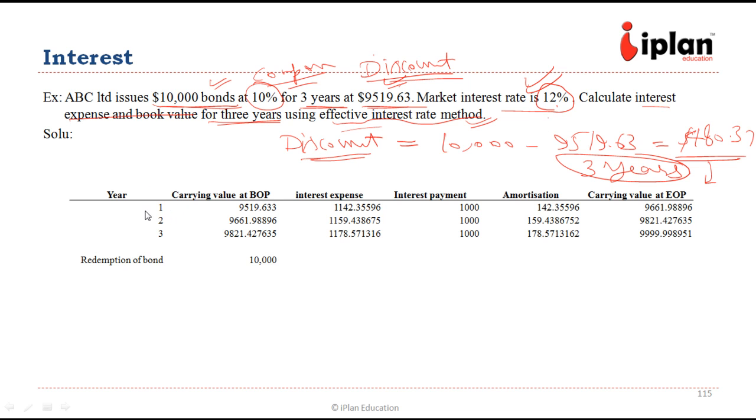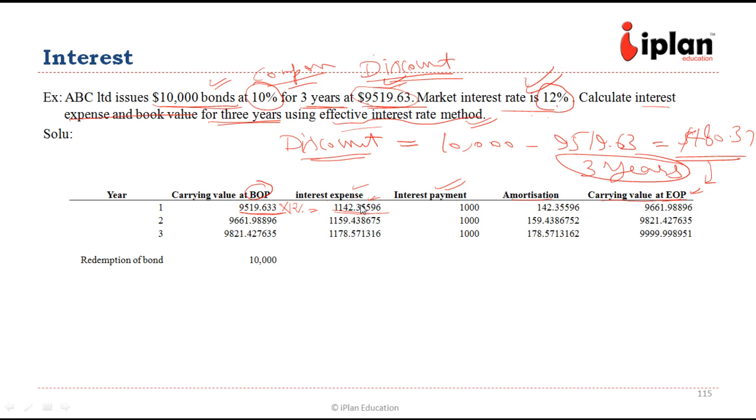So let us start. This is carrying value at beginning of the period, interest expense, interest payment, amortization, and carrying value at end of the period. In starting, the bond was purchased at 9,519.63. So this is the present value of all future cash flows, which is equal to the market price. So this is our book value at the starting of first year. Now, when we have to calculate the interest expense, we need to multiply this carrying value by 12%, which is the market interest rate. So if we multiply it, we get this figure 1142.35, which is our interest expense.